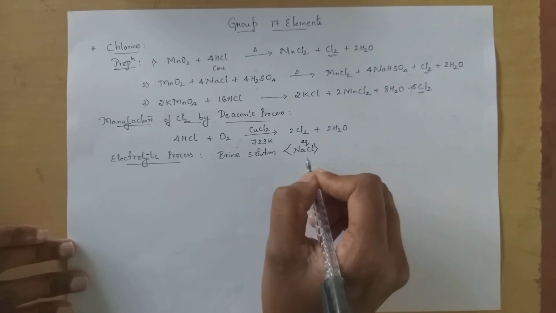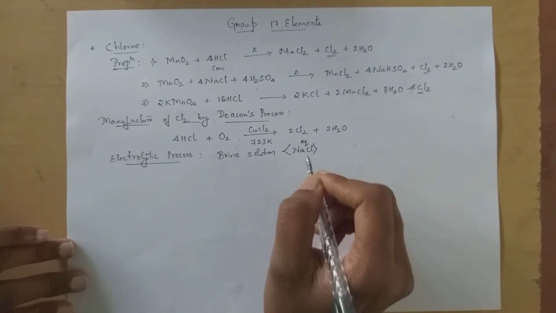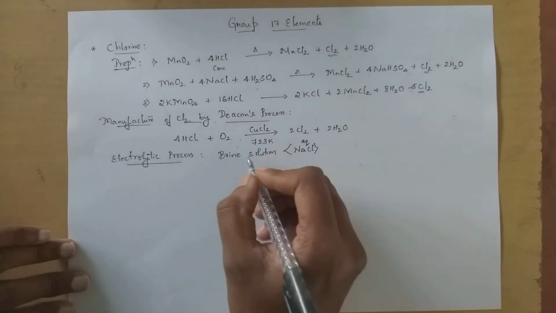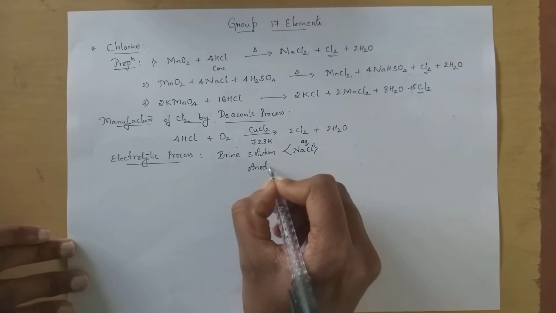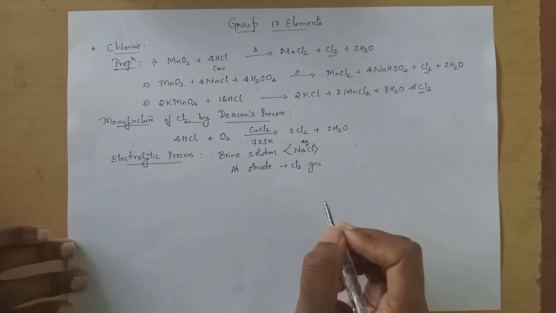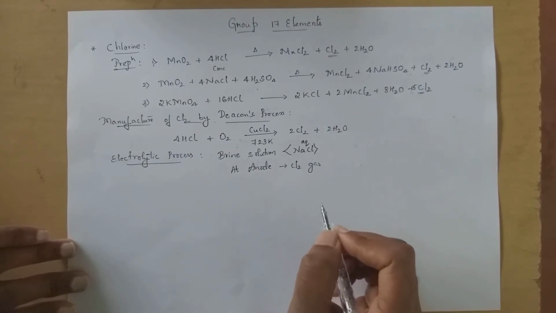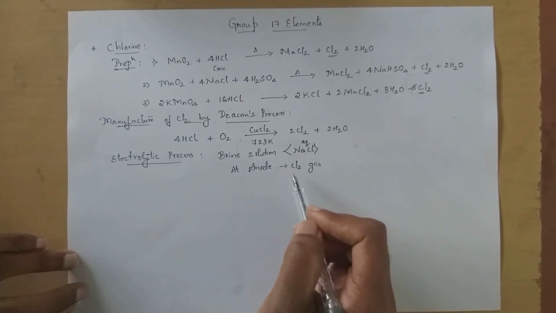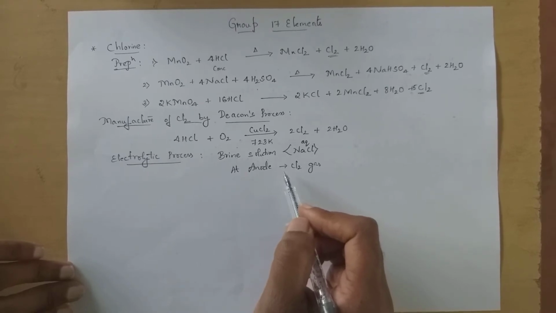Here particularly we are going to do the electrolysis process. As you already know, here the electrolyte is sodium chloride, that is the brine we have considered, and we have two electrodes, cathode and anode. At the anode, chlorine gas is liberated. Clear? Similarly at the cathode, sodium. So by the electrolytic process of brine solution, we get chlorine gas at the anode. This is how we are going to prepare chlorine.